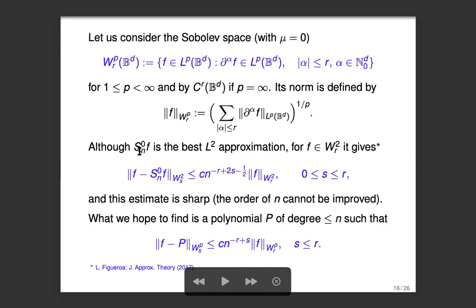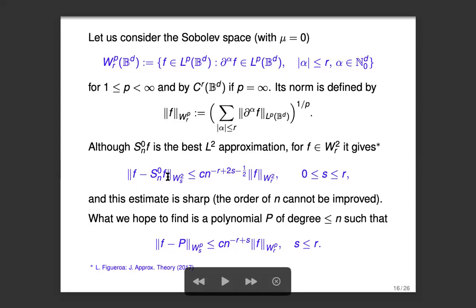So although this, I now consider mu equal to 0. So that's simplified to only mu equal to 0. So that SNBD without W mu, I consider mu to 0. So this partial sum is the best L2 approximation for F in W2. However, if you look at the norm, it's not going to work.